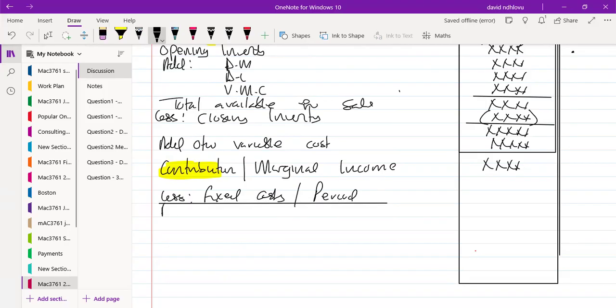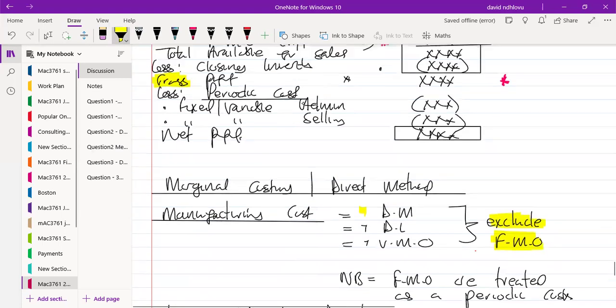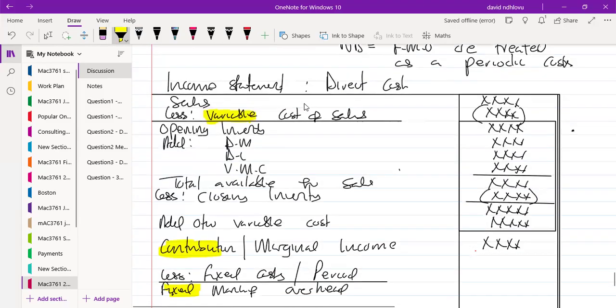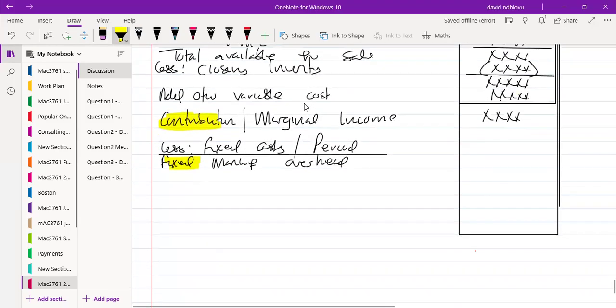So you will now have fixed manufacturing overhead. Now that's different from the previous one because the fixed manufacturing overheads in the previous had been included together with the direct material, direct labor in determining the cost of sale. But when we go to this method, we did not include the fixed cost until after we had our contribution.